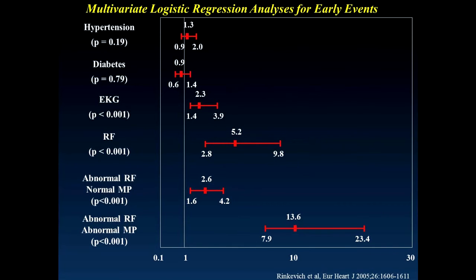This slide shows that abnormal regional function is a very powerful predictor of adverse outcomes in patients presenting with acute chest pain to the emergency department. They had more than a 5-fold higher incidence of unstable angina, acute myocardial infarction, revascularization, or death within 24 hours after presentation. If patients had both abnormal regional function and abnormal myocardial perfusion, the risk of an adverse event was nearly 14-fold higher.